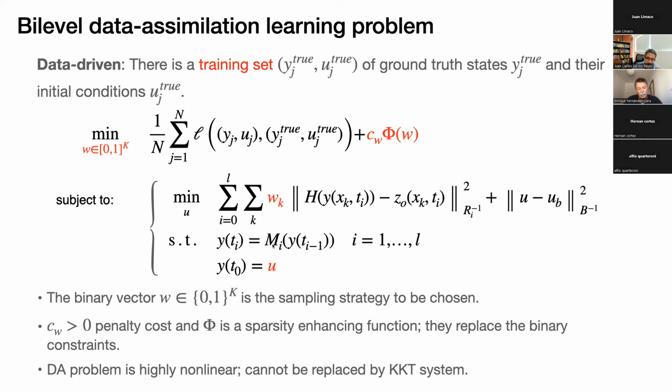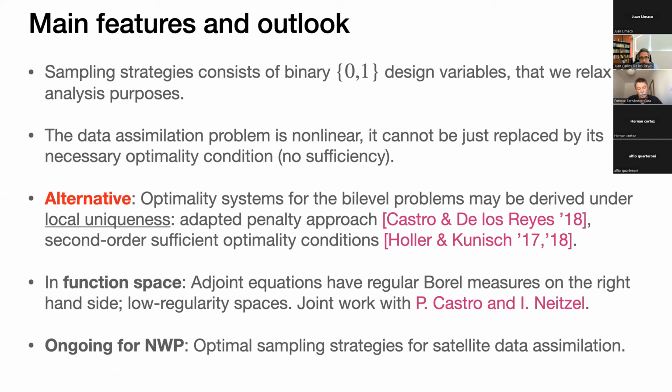And since you have this type of nonlinearity, you don't have any convexity of this lower level problem, and you cannot simply replace the lower level by the necessary optimality conditions, as these are not sufficient for the problem you consider. So the main features are: the sampling strategies consist of binary design variables, which, as we mentioned, we relax for these types of problems. The data simulation problem is highly nonlinear. You cannot just replace it with a KKT system.